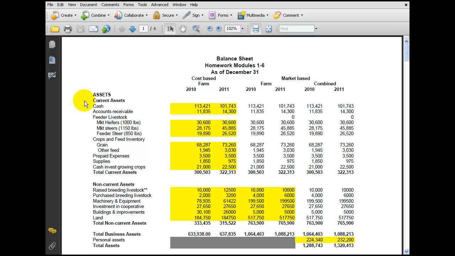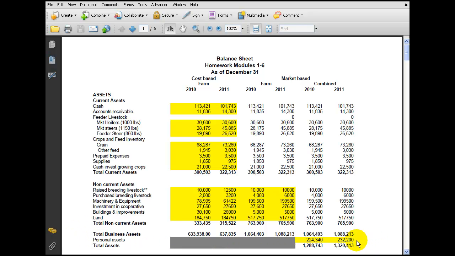But looking down through here, I have current assets, just like I said: cash, accounts receivable, money that somebody owes you, your calves, crops and grain inventory, prepaid expenses, supplies, and a total. You have non-current assets: your breeding livestock, machinery and equipment, buildings and improvement, land, and total non-current assets. Then your total assets are the total current assets plus the total non-current assets.